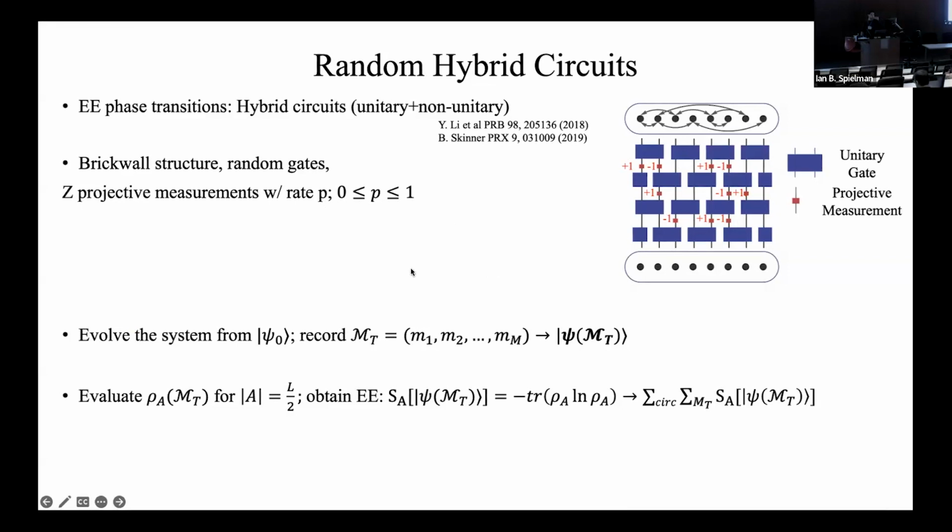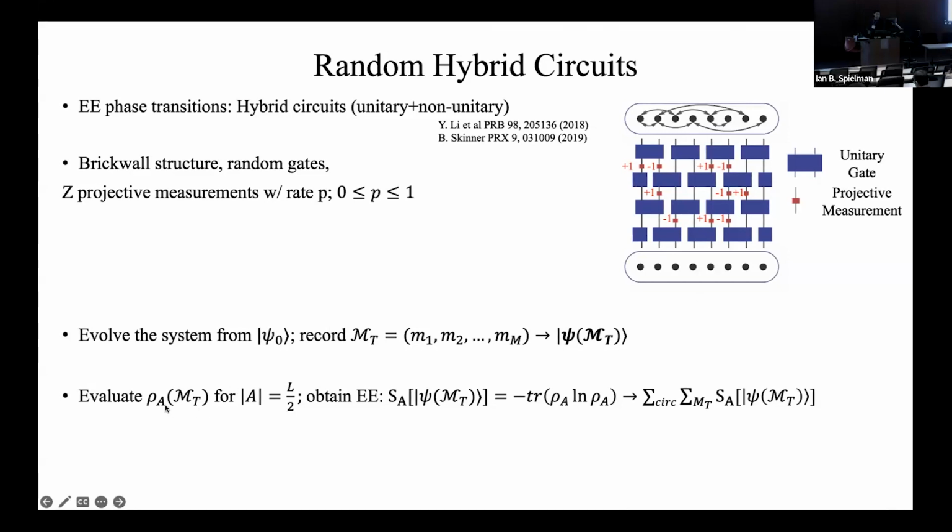So if we now evolve the system from some initial state, for example, a product state, we can record the measurement outcomes. Let's say we have that luxury of recording these mid-circuit measurements, and then we can label each wave function that is obtained according to these trajectories.